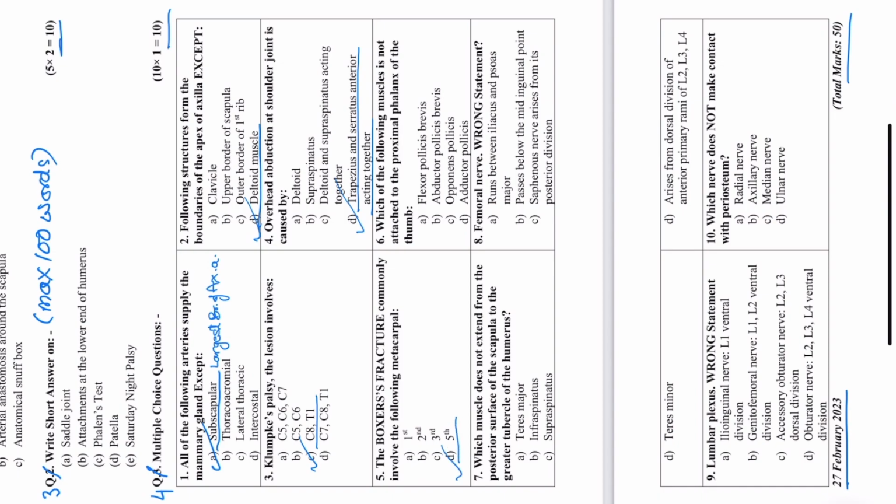Question number 6. Which of the following muscles is not attached to the proximal phalanx of the thumb? Flexor pollicis brevis, abductor pollicis brevis, opponens pollicis, adductor pollicis. All the muscles named here, they are together called the thenar group of muscles. So which of the following muscles does not insert onto the proximal phalanx of the thumb?